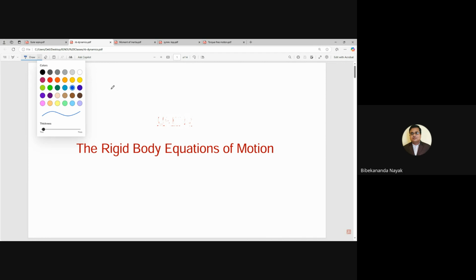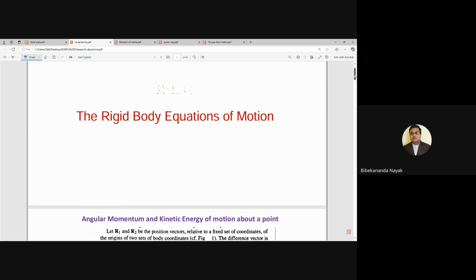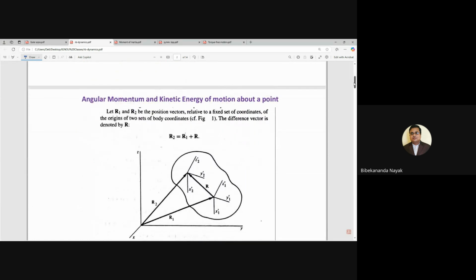So in the last class we discussed the kinematics of rigid body. Today we discuss the dynamics of rigid body, particularly the rigid body equation of motion, Euler equation and heavy symmetrical top. As you know, dynamics means associated with motion. Here we calculate the kinetic energy, angular momentum, etc., particularly angular momentum and kinetic energy of motion about a point.